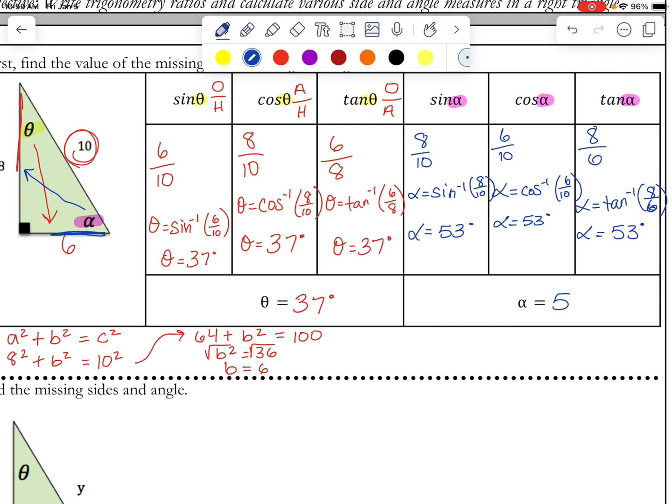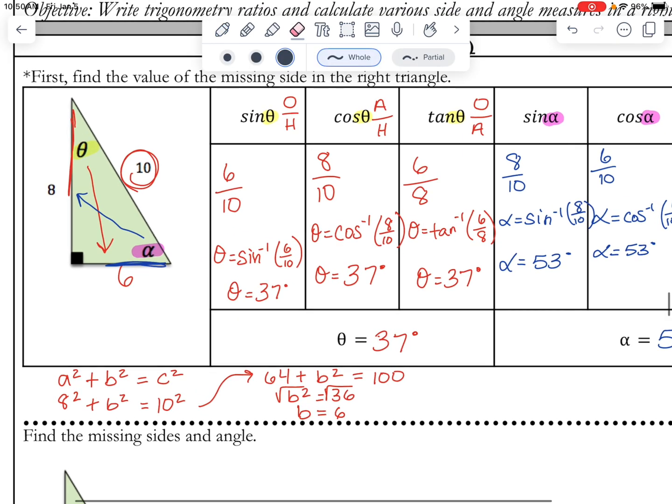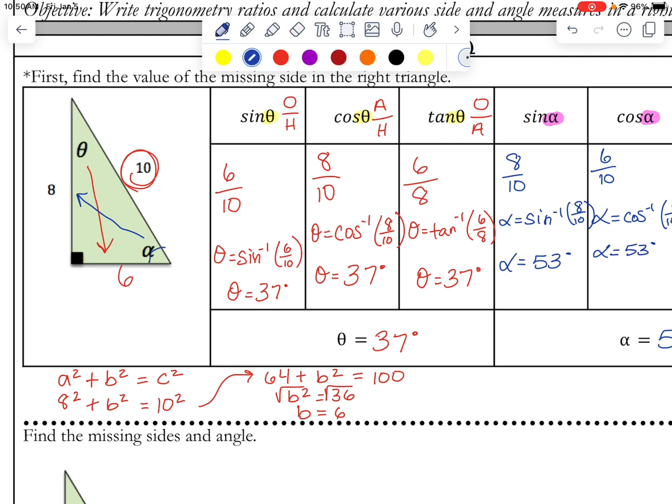So we got 53 degrees each time, giving us our alpha angle is 53 degrees. So if I go back to my triangle, I can label this information. If I erase my scratch marks, I can say that alpha is 53 degrees, and I can say that theta is 37 degrees.